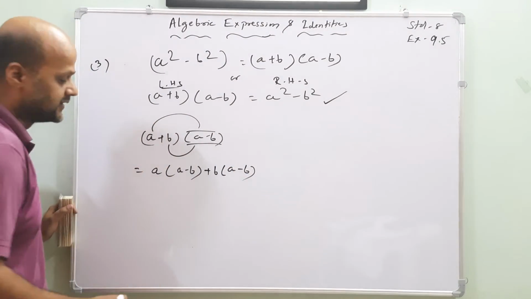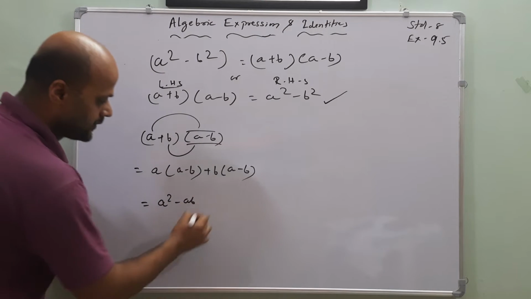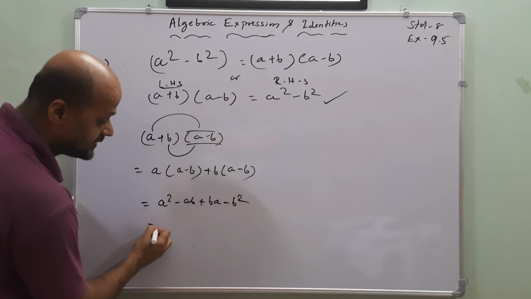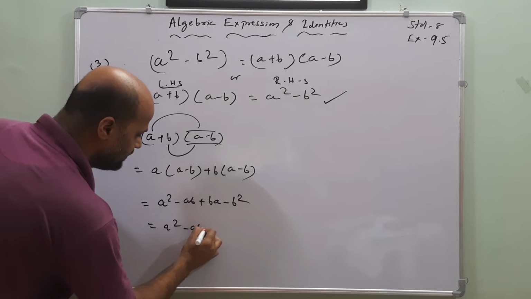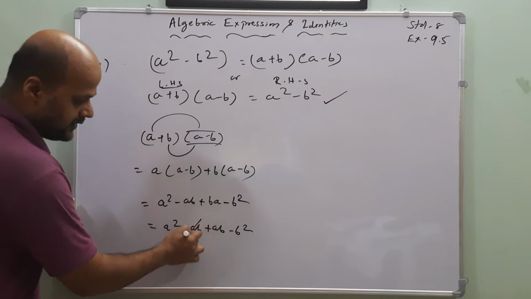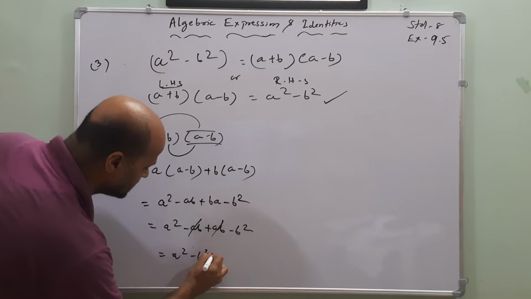Yes or no, my dear friends? Okay, very good. Now solve it. A square minus ab plus ba minus b square. Now arrange it in a correct form. So it is a square minus ab plus ab minus b square. Here minus ab plus ab cancelled. Then what is the result? It will be a square minus b square.